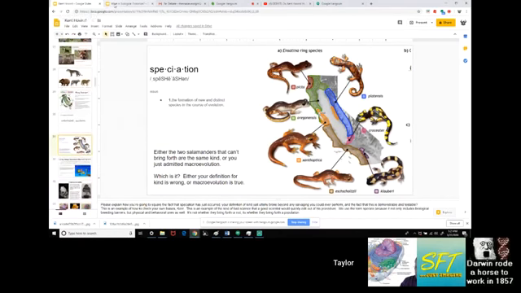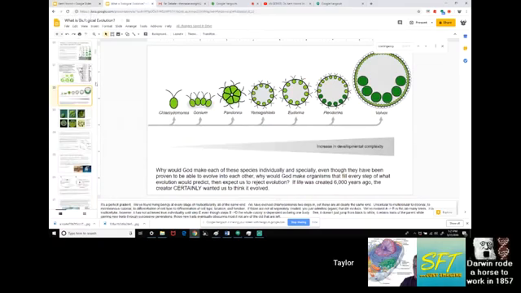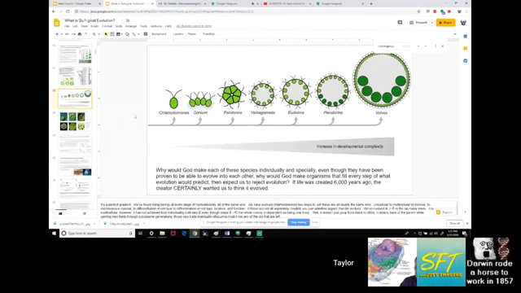We see speciation in real time with algae, and we see them go from single cellular to colonial or to multicellular with different tissues and different cell functions. So why would God make each of these species individually and specially, a special creation for each single one of these steps? Even though they have each been able to be proven to evolve into each other, why would God make organisms that fill every step of what evolution would predict and then expect us to reject evolution? If life was created 6,000 years ago, the Creator certainly wanted us to think life was evolved.